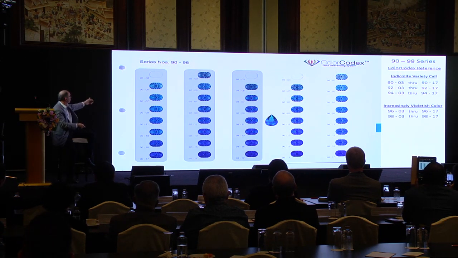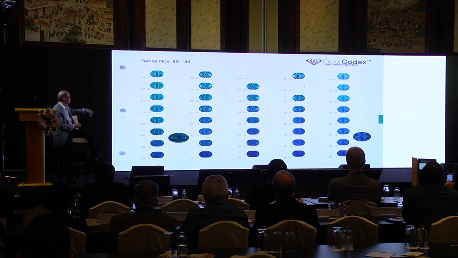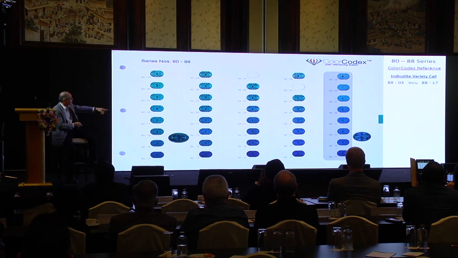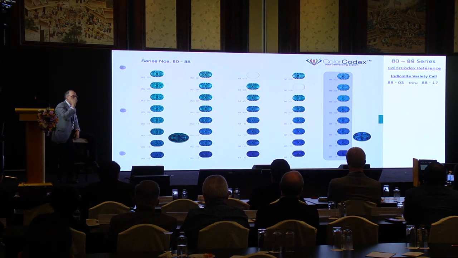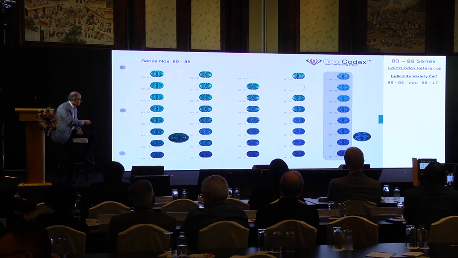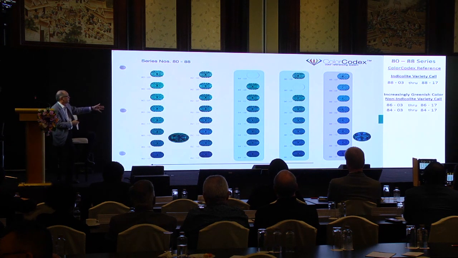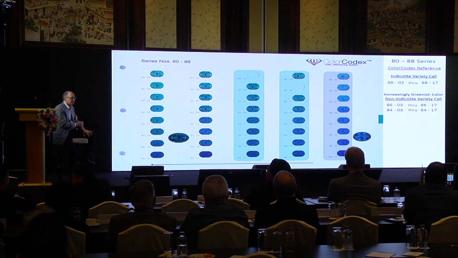If we go to the next page in the other direction, the 80 to 88 series, we see over here on the far right a column of color which has a little bit of a greenish modifier, which can still be present and classified as an indicolite tourmaline. But as we continue to the left, we get increasingly greenish modifiers, and now it's taken outside of the indicolite varietal call.